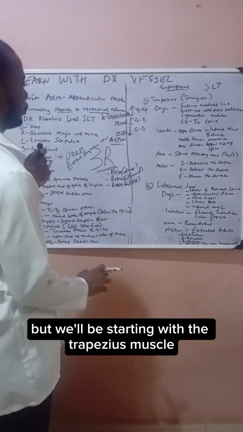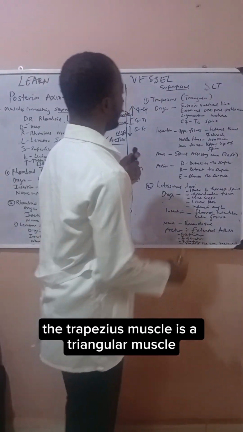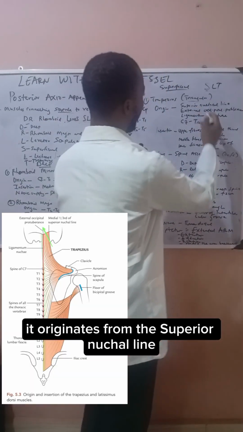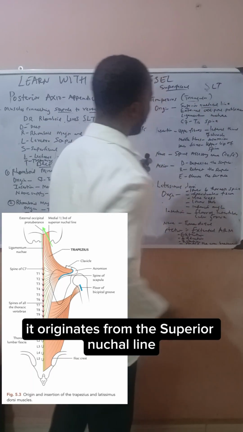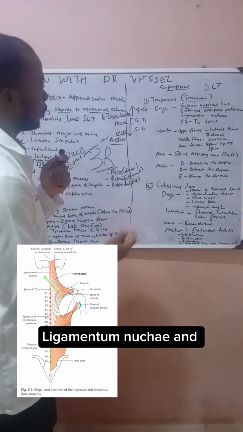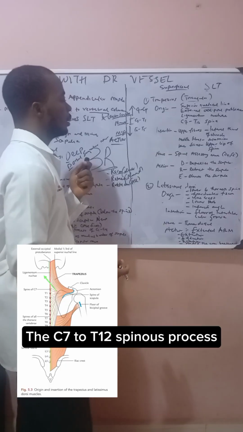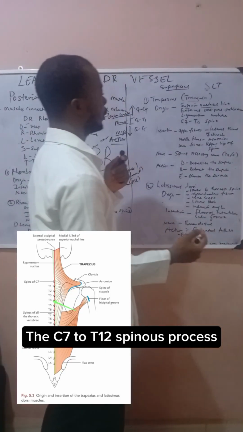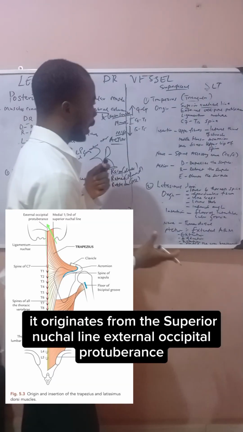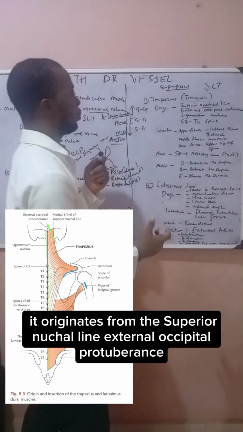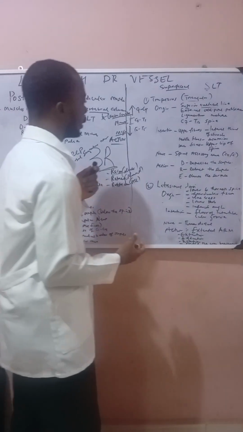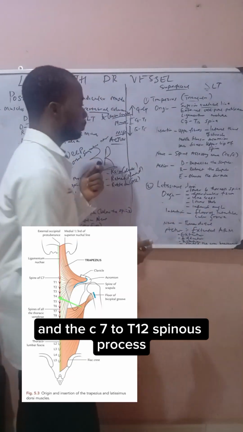But we'll be starting with the trapezius muscle. The trapezius muscle is a triangular muscle. It originates from the superior nuchal line, external occipital protuberance, ligamentum nuchae, and the C7 to T12 spinous processes.